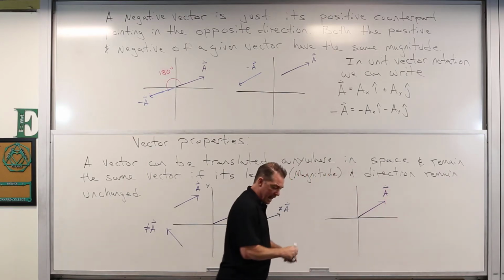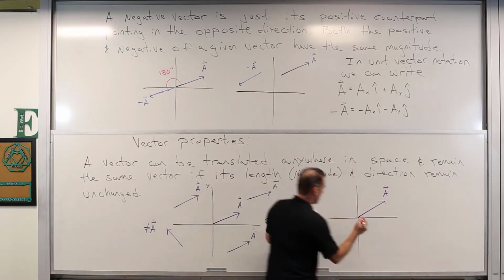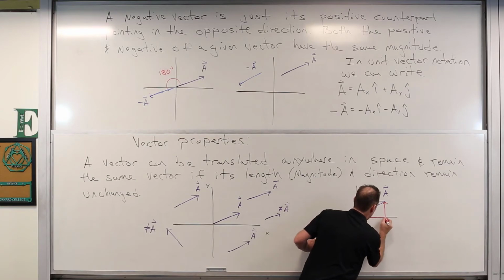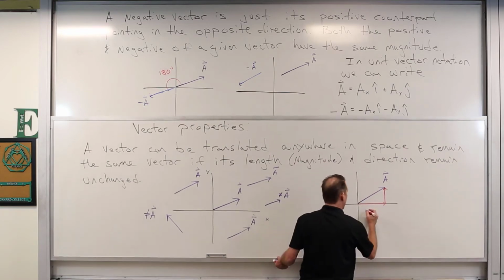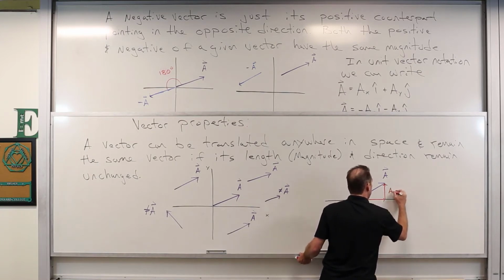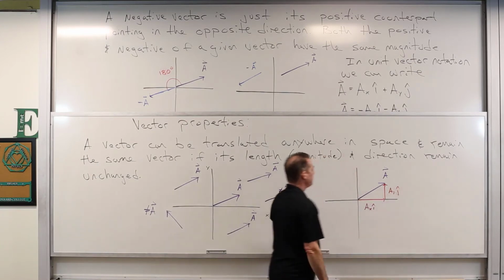We got ourselves an A hat there. And what is this A hat? What is it composed of? That's right, it's got an I hat and J hat component, right? So this would be some A sub X I hat and some A sub Y J hat.